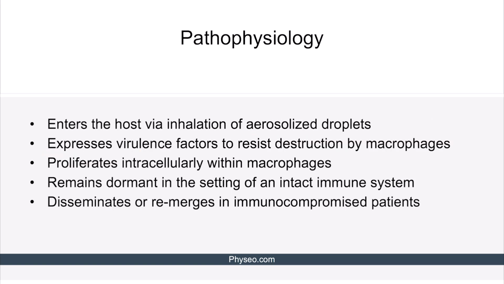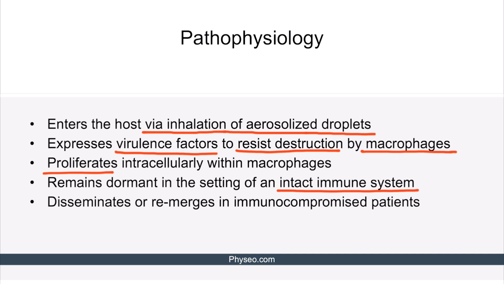It enters the host via inhalation of aerosolized droplets and makes its way to the alveoli. As one would expect, this invasion prompts an immune response in an attempt to destroy the pathogen. However, Mycobacterium tuberculosis expresses several virulence factors, which allow it to resist destruction by alveolar macrophages. As a result, the macrophages engulf the pathogen, but are not able to lyse it, allowing it to proliferate freely within them. In the setting of an intact immune system, the organism becomes dormant and remains dormant. In immunocompromised patients, on the other hand, the organism either disseminates or re-emerges from dormancy.